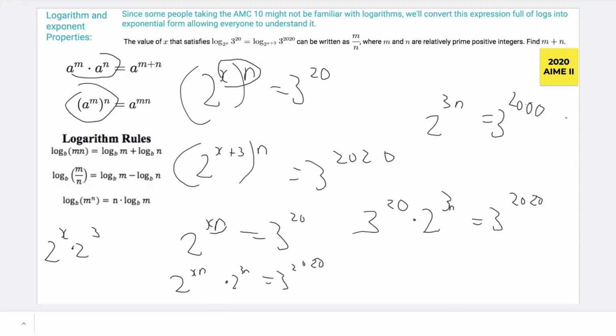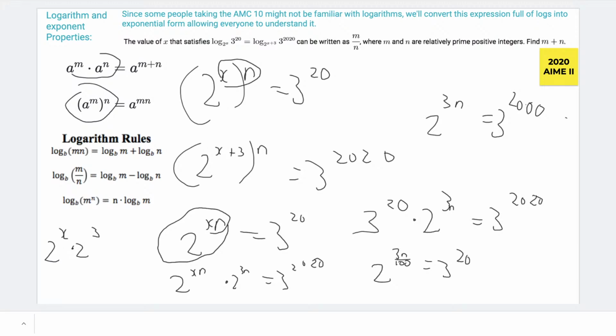So maybe if we can, for this case we have n here. Maybe we can find x by looking at this number here, but for that to be true, we have to take the 100th root of both sides to get 3 to the power of 20 on the right side. So if we do that, we have 2 to the power of 3 divided by 100 equals 3 to the power of 20, and that's where we finally find our answer, because we have 3 to the 20 and 3 to the 20 here.